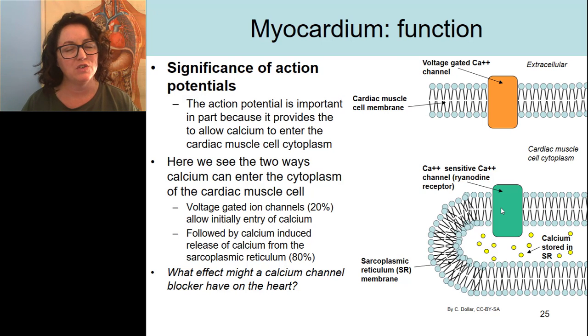Some people will use a calcium channel blocker as a medication. So what kind of effect do you think that would have on the heart if we used a calcium channel blocker? So we would block this thing right here, right? So we wouldn't get that calcium coming in. And basically, this is going to stop the whole action potential process. And it really does help to decrease the contractility and the contraction strength of the heart.